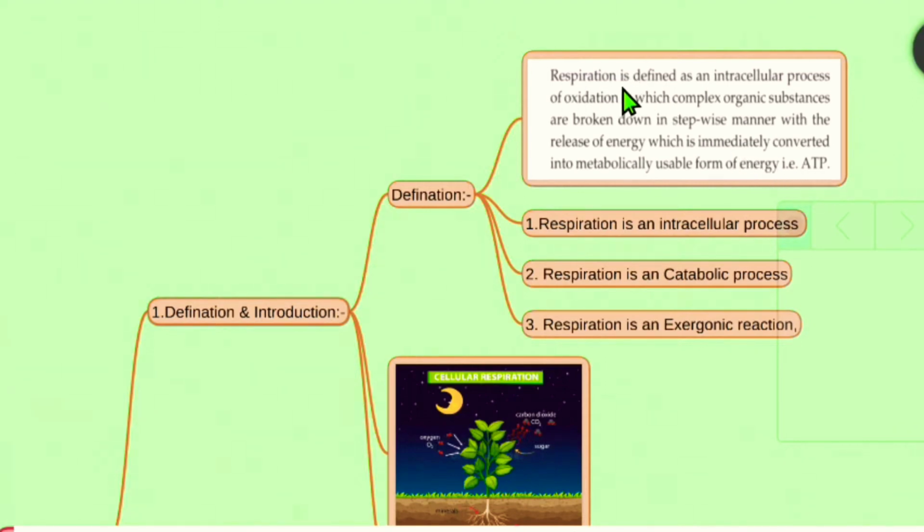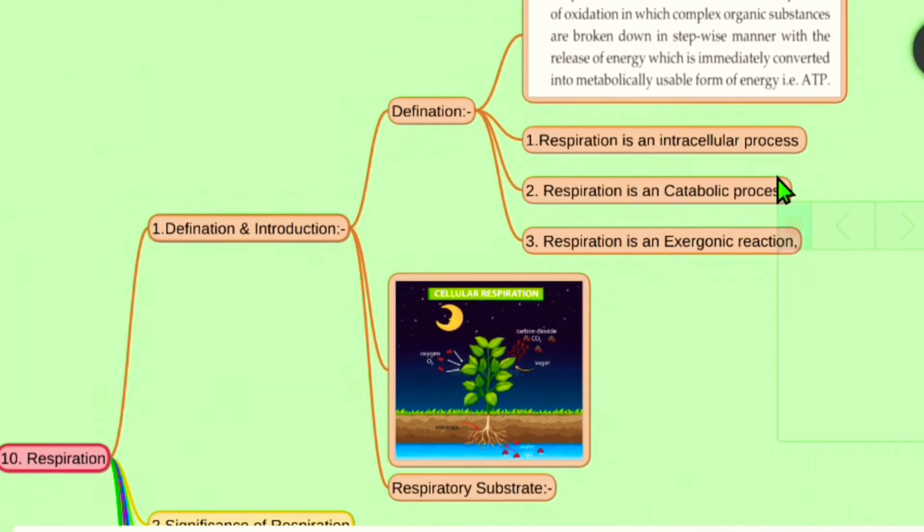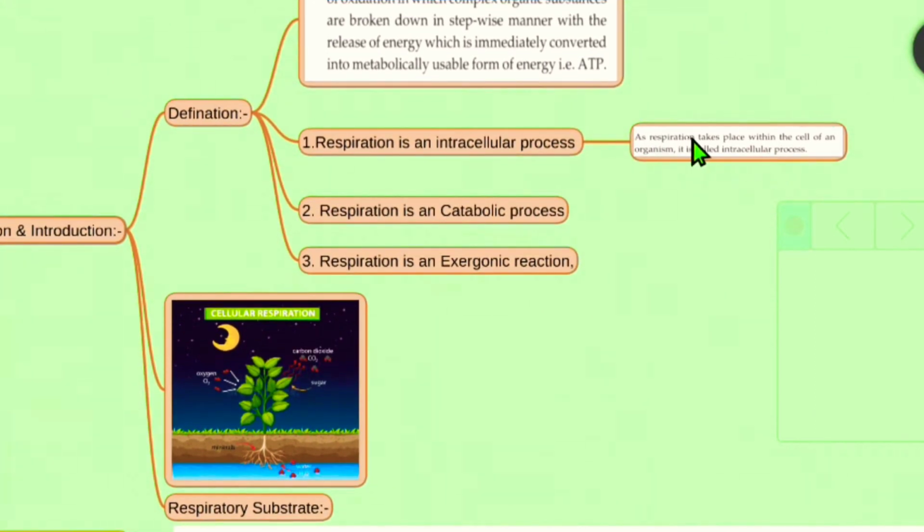See, the definition is large but a simple one. Respiration is defined as an intracellular process of oxidation in which complex organic substances are broken down in a stepwise manner with the release of energy, which is immediately converted into ATP, a metabolically usable form of energy. First one, respiration is an intracellular process, which means respiration takes place within the cell of an organism, hence it is called an intracellular process.